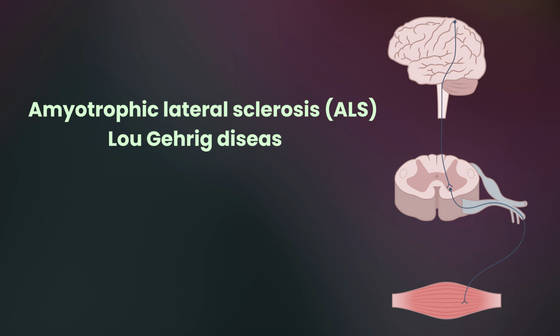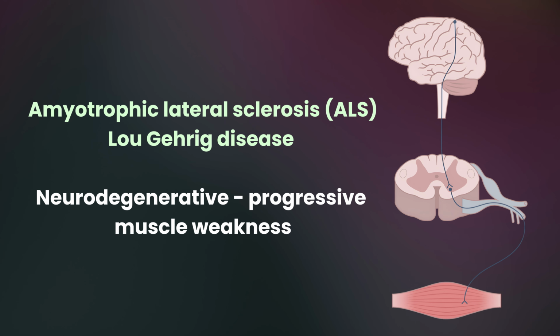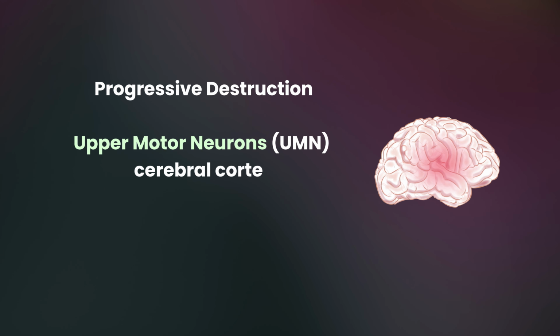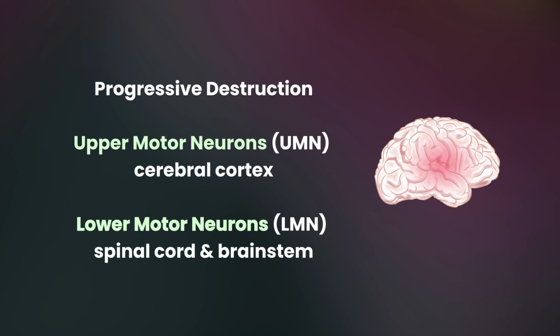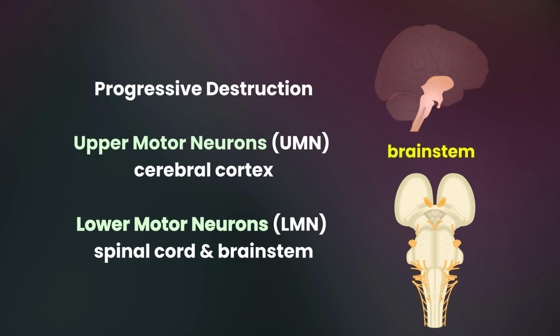Amyotrophic Lateral Sclerosis, ALS, or Lou Gehrig disease is a neurodegenerative disorder that causes progressive muscle weakness. It is associated with progressive destruction of the upper motor neurons in the cerebral cortex and lower motor neurons in the spinal cord and brainstem.